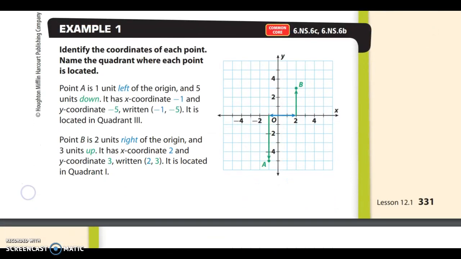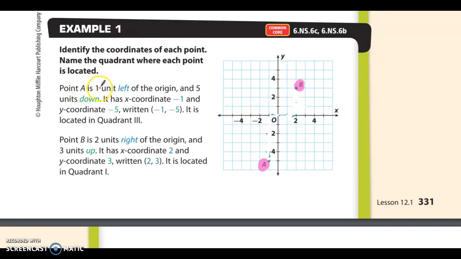Example 1 says, identify the coordinates of each pair, name the quadrant where each point is located. So we almost need to pretend here that they don't have this stuff right here. We almost don't want this. I'm going to cross these lines out. And the 2 points we're looking at are A and B.